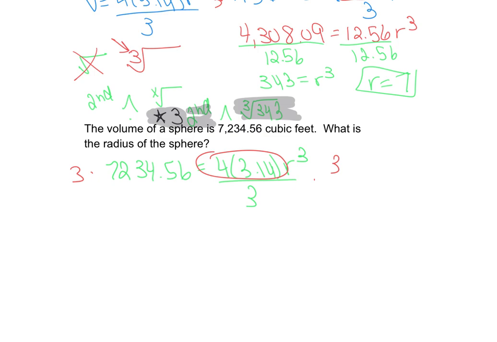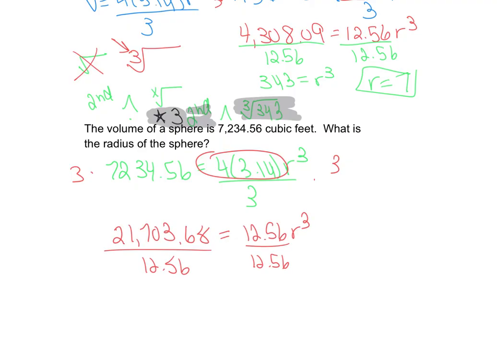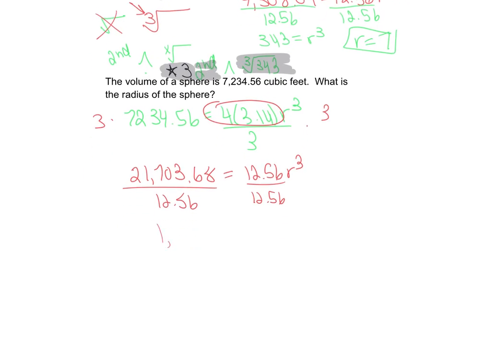So 7,234.56 times 3 is going to be 21,703.68. And then when we multiply 4 times 3.14, it's still the same thing. It's 12.56. And we still have r to the third, so we're going to divide both sides by 12.56. And we should get 1,728 equals r to the third.